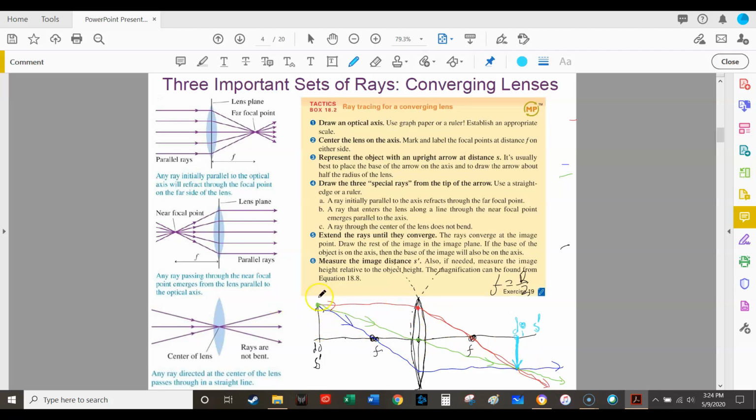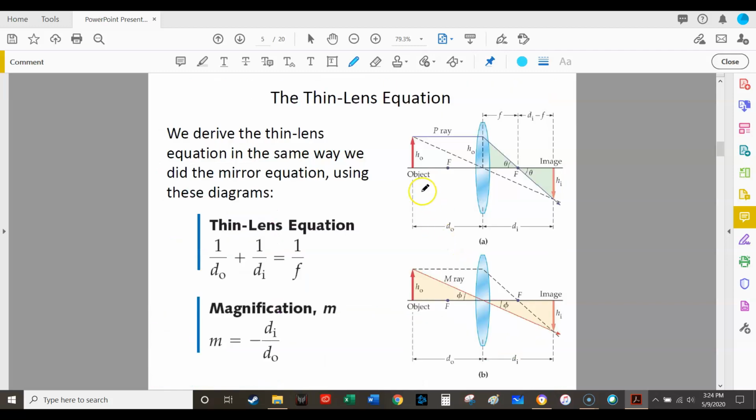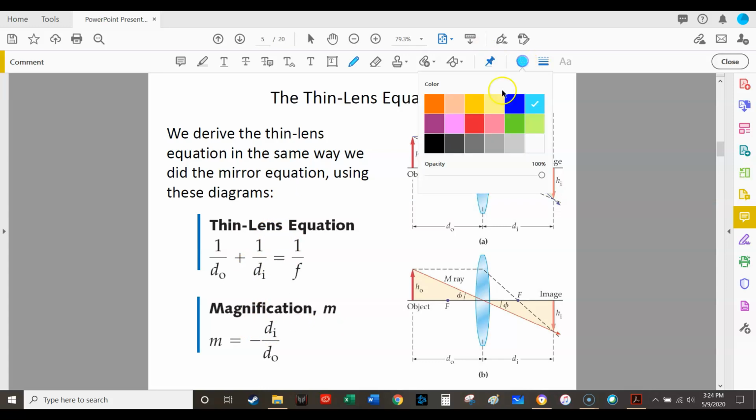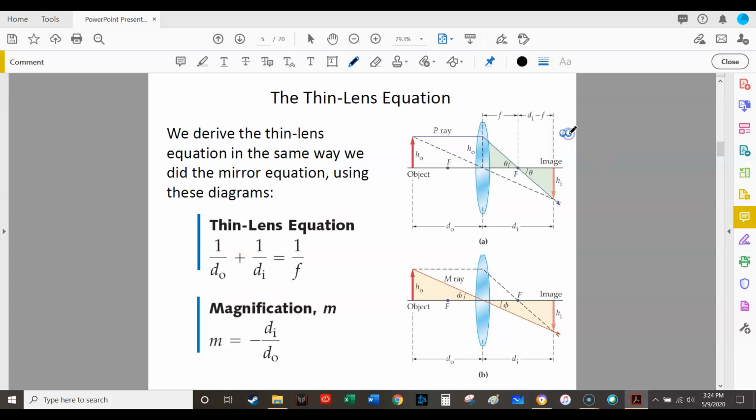Anyways, with this lens, there's one situation which we just drew, where the object is outside the focal point. The next one that we're going to draw is when it's inside the focal point. Well, let's take a look at those. Oh, by the way, this is the lens equation. It's actually the same equation. The magnification equation and the lens equation are the same for a mirror and a lens.